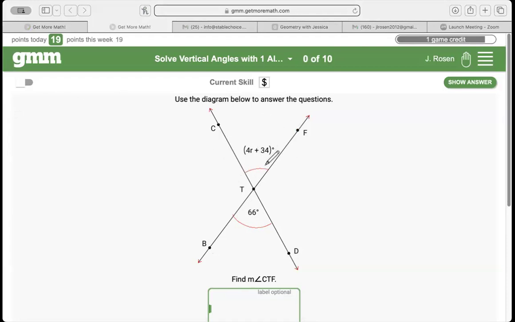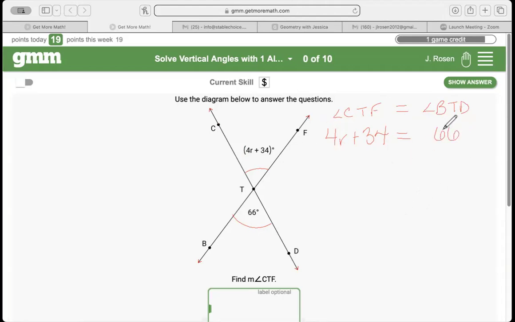If we know that vertical angles are equal to each other, we're literally going to write the expression into an equation. So angle CTF is the same as 4R plus 34. We're essentially going to substitute this expression in for CTF. And because we know the definition of vertical angles is that they're equal to each other, we're going to put an equal sign. So we're taking this expression, making it an equation, and it's equal to angle BTD, which means that we are going to substitute 66 in for BTD, okay?